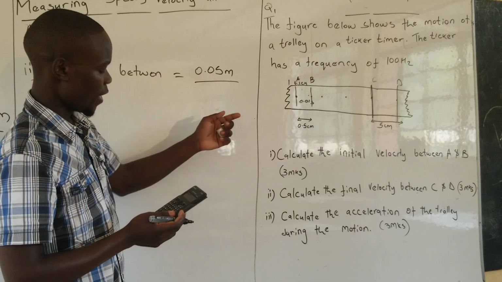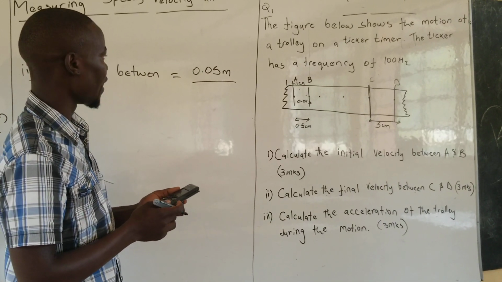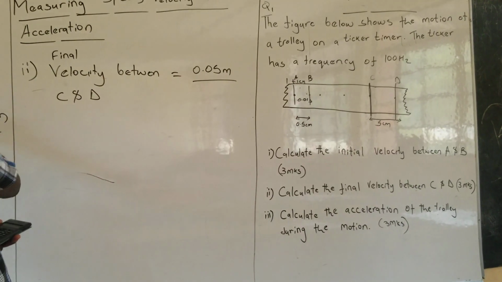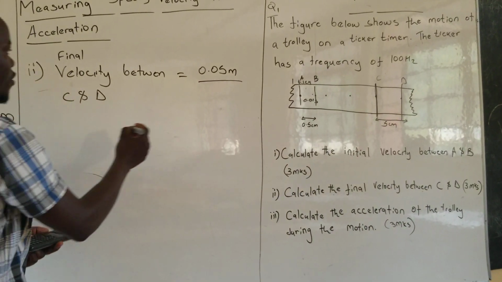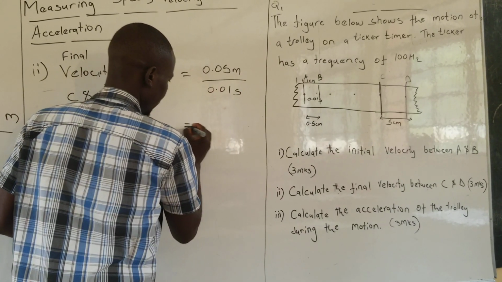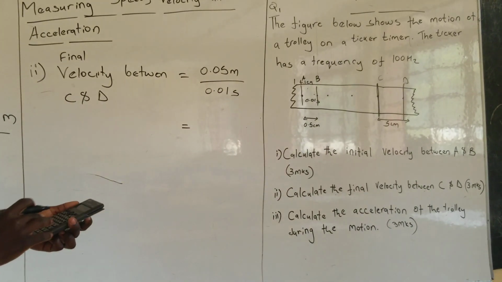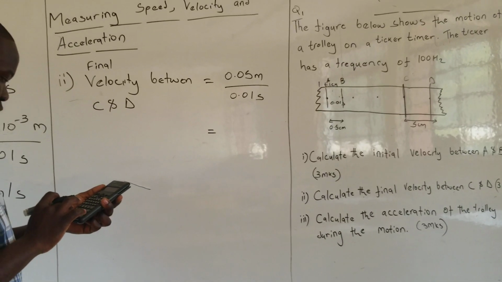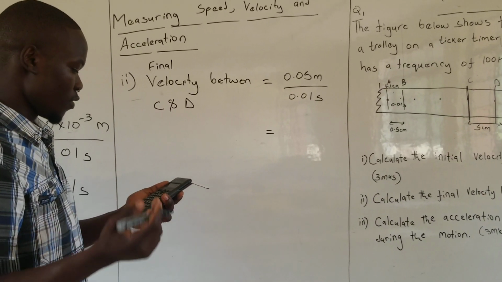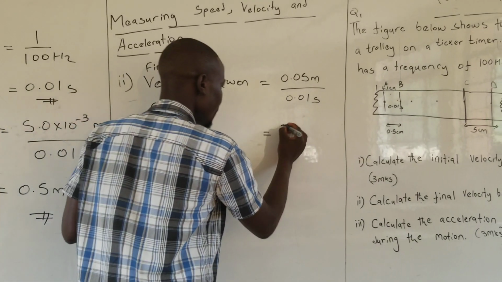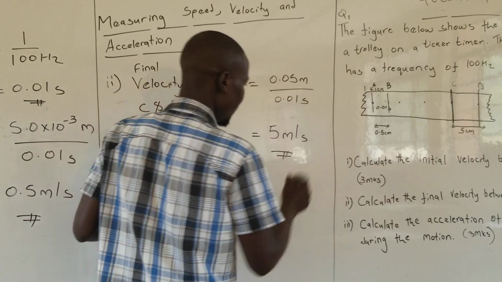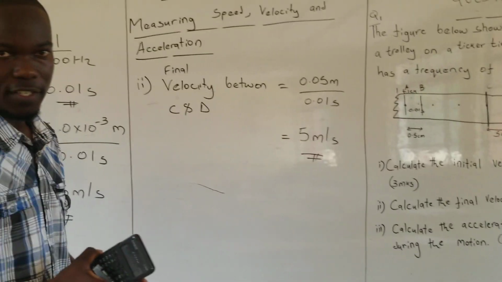And then I put it all over the periodic time. The periodic time still remains to be 0.01 seconds. So punching again, 0.05 divided by 0.01. What do I get? I get 5 meters per second as my final velocity.